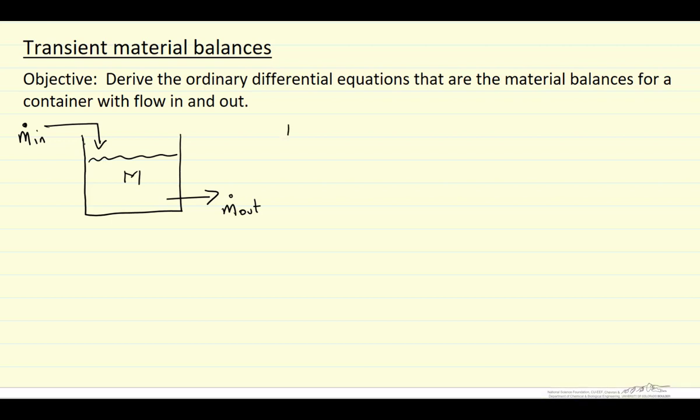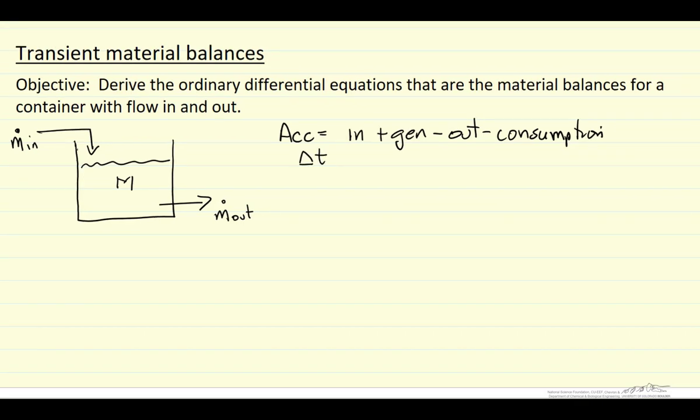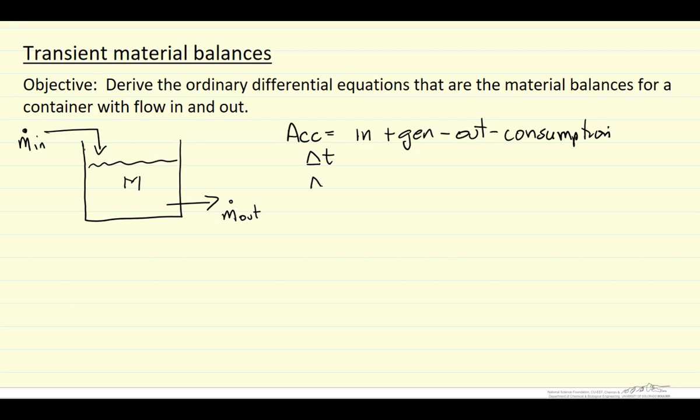Our general mass balance accumulation is flow in plus generation minus flow out minus consumption. What we're going to do is look at the system for some time delta t and say that in that time there's a change in the total amount of mass, delta M, and that's due to the fact that we have a flow rate in, so the amount flowing per time times delta t is the mass flowing in, and we have mass flowing out times delta t. There's no generation and consumption. We're looking at overall mass balance, so this is overall.